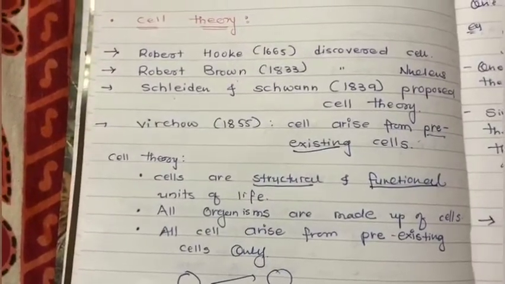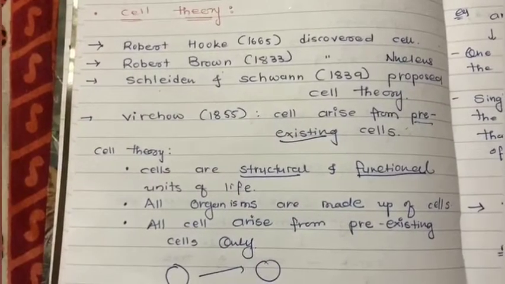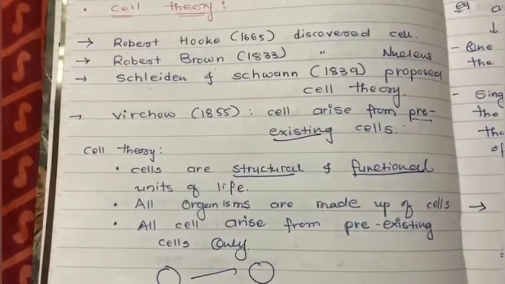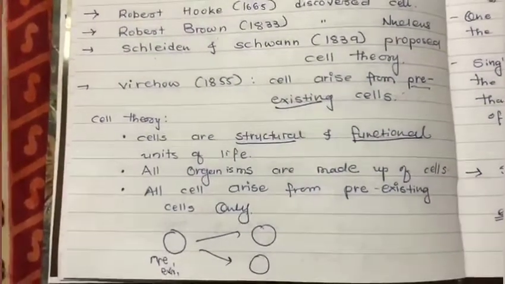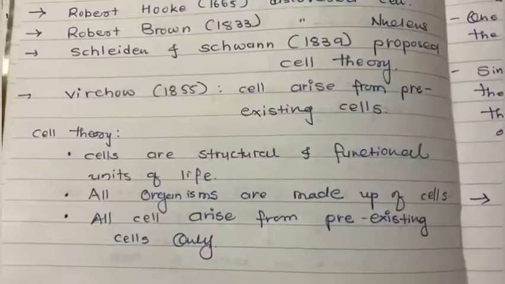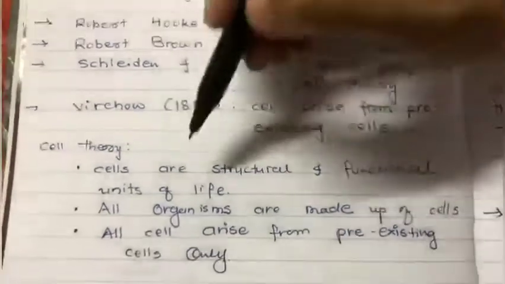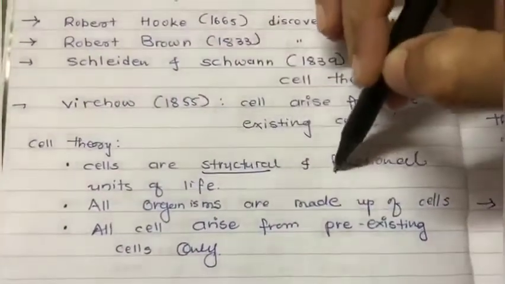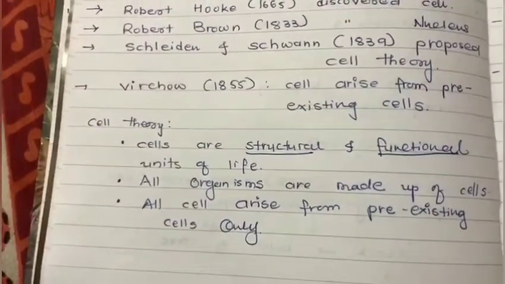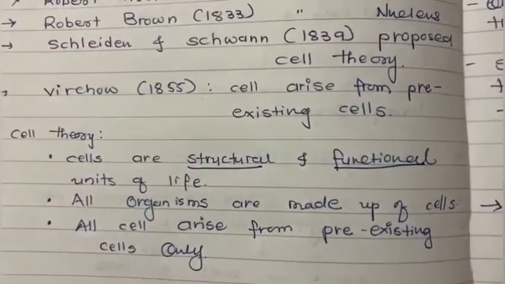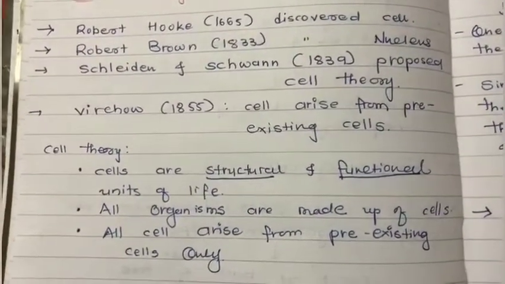Okay. The three points of cell theory: first, cells are the structural and functional unit. Second, all organisms are made up of cells. Third, all cells arise from pre-existing cells only. Now, what is this structural and functional unit of life? If you get a question to explain why cells are the structural and functional unit of life, then what will you write?